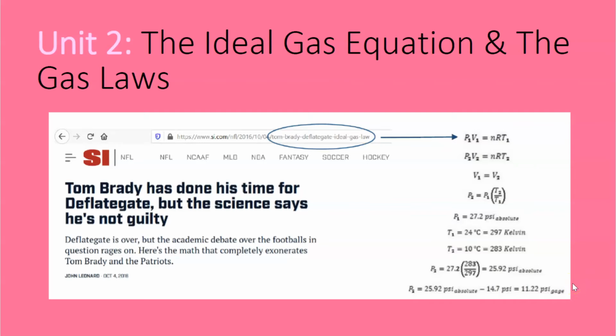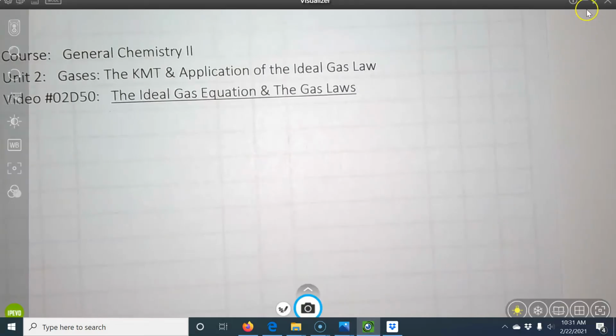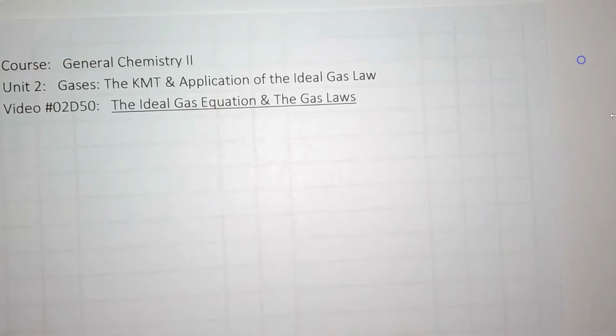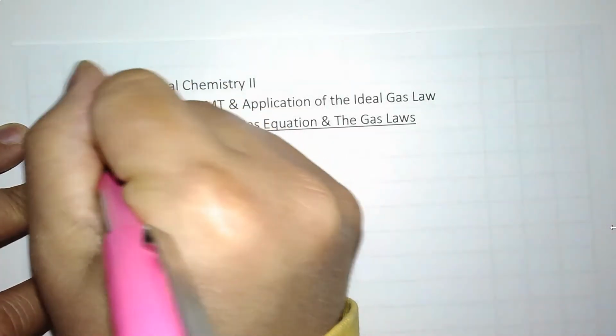Hi everyone. Normally the gas laws are taught first, then those are used to come up with the ideal gas equation. But I'm going to give away the ending, and I'm going to tell you about the ideal gas equation first, and then use that to derive the other gas laws. Okay, the ideal gas equation.